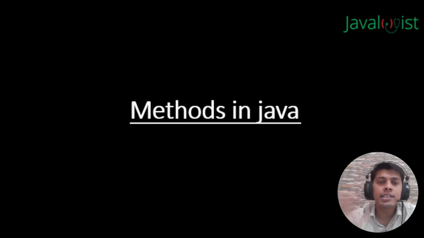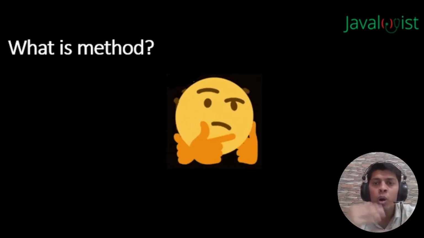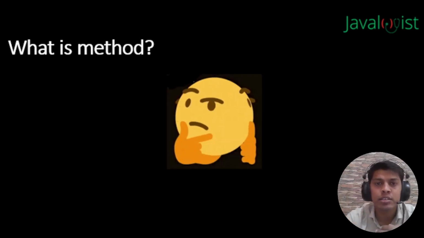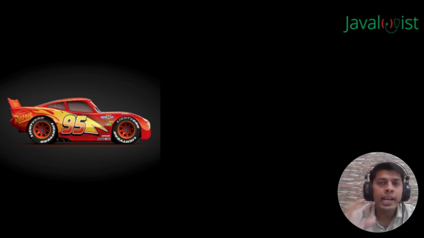So let's get started. What is a method? In a Java program, to perform an activity or action, we use a method. Suppose we have a car that has state and behavior. About state, we already discussed in the previous video. Talking about the behavior of the car object, what activity can it do? Simple, it can run. So this running activity is a method.